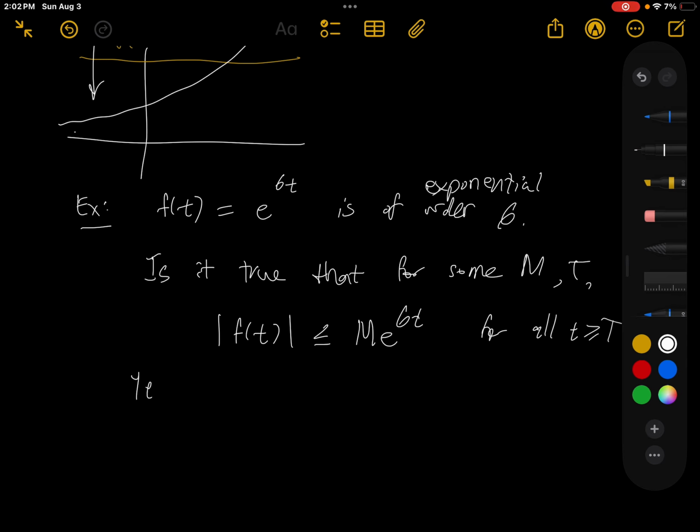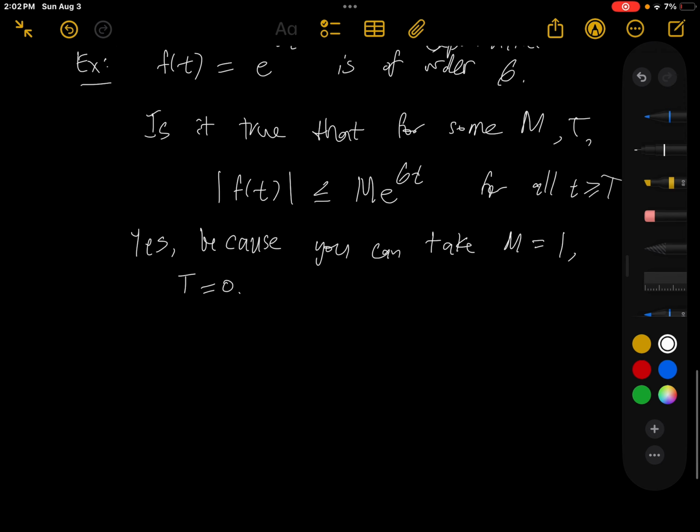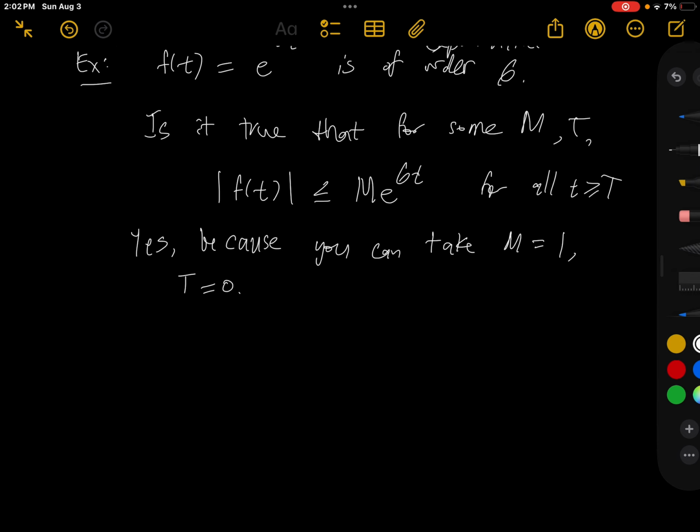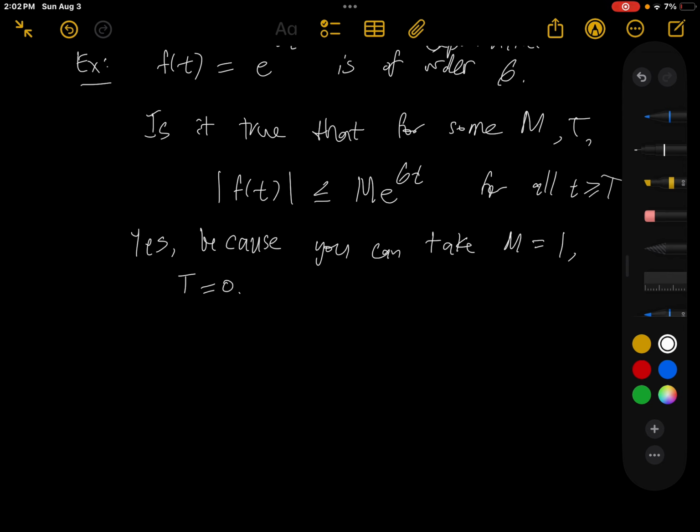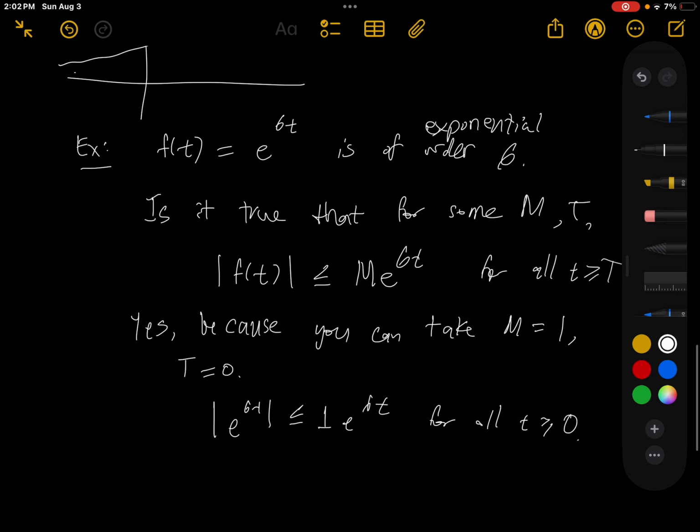Well, yes, because you can take m to be 1 and capital T to be, say, 0. Because if you take m to be 1 and capital T to be 0, we know that the absolute value of f of t, that's e to the 6t, is less than or equal to 1 times e to the 6t for all t greater than or equal to 0. Actually, you could take capital T to be anything. So that shows that your function, little f, is of exponential order 6.